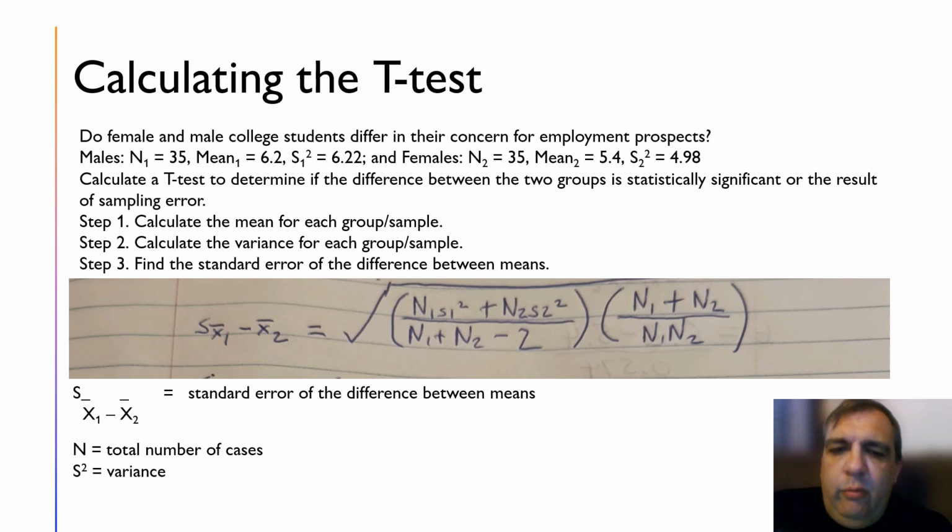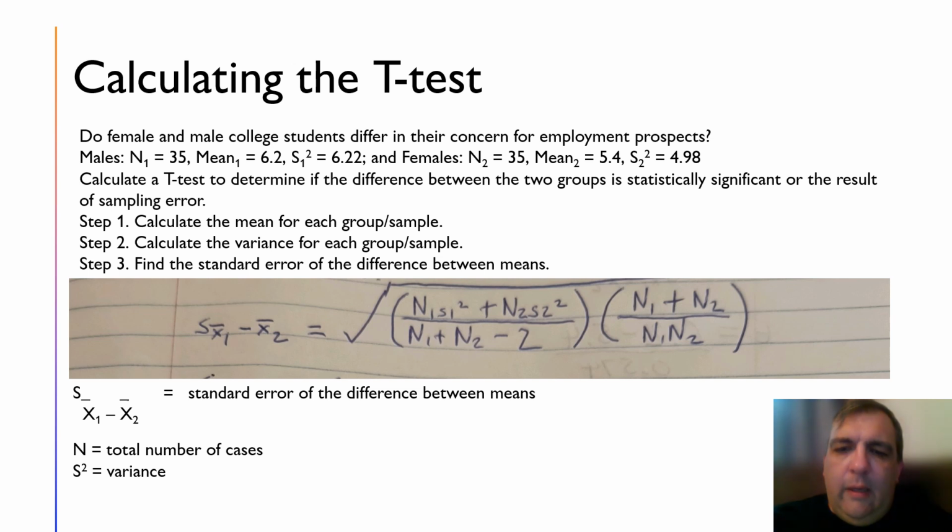Then, in step 2, we calculate the variance for each group or sample. Again, we've already learned how to calculate a variance in previous lessons, and so that information has also been provided to you. So the first step that we actually have to take that's new for us so far is we have to calculate something called the standard error of the difference between means. And that's represented by the formula here.